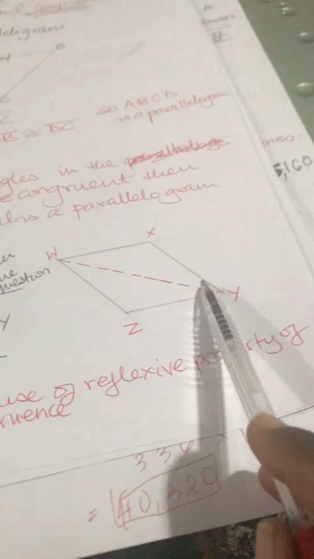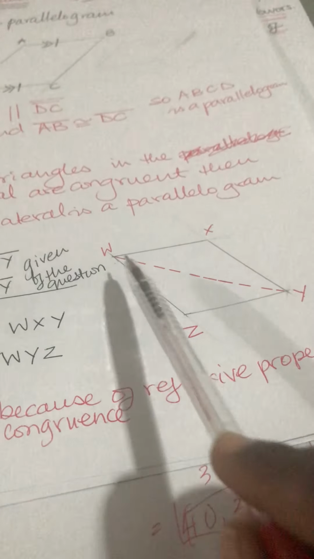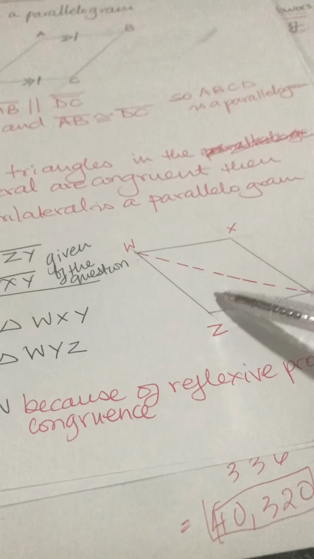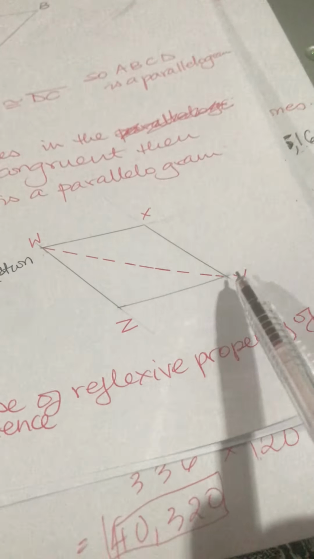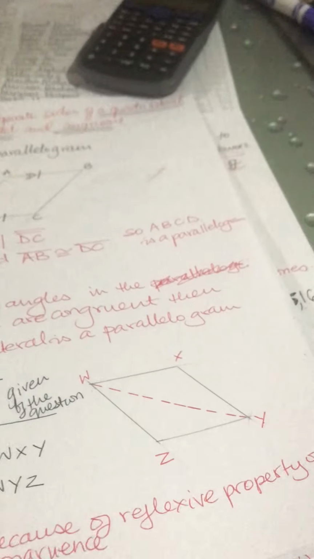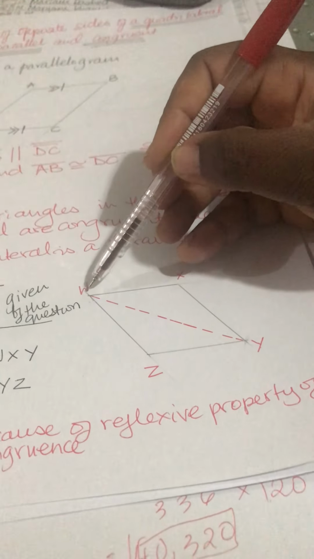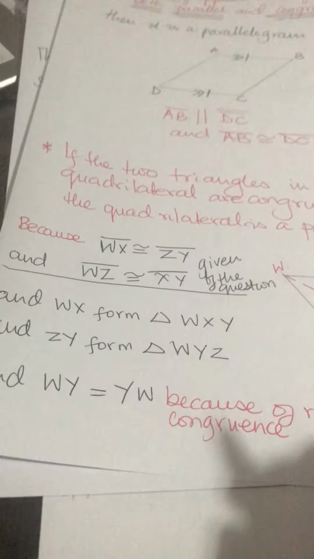So line WX forms triangle WXY. And then ZY forms triangle WYZ. Okay? And because these two triangles are equal, also, we know that WY is the same as YW because of the reflexive property of congruence. Remember that. When you have one line from head to toe and toe to head, it is the same thing. That is the reflexive property of congruence. You must use that here.